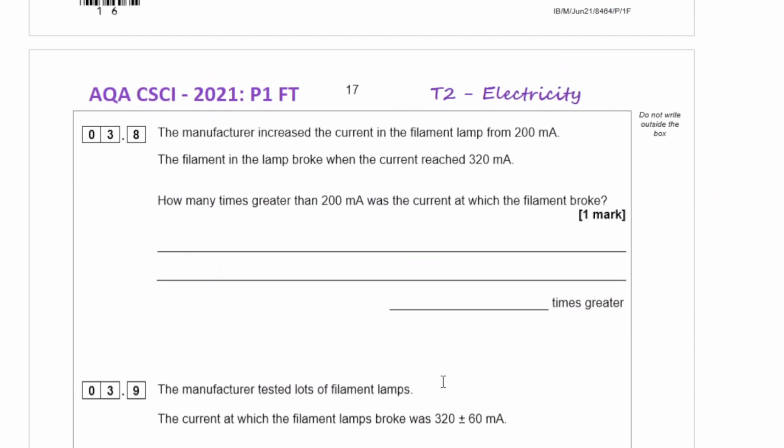The manufacturer increased the current of the filament lamp from 200 milliamps. The filament in the lamp broke when the current reached 320 milliamps. How many times greater than 200 milliamps was the current at which the filament broke? Now, if I divide 320 divided by 200, it will give me 1.6. So it's 1.6 times.